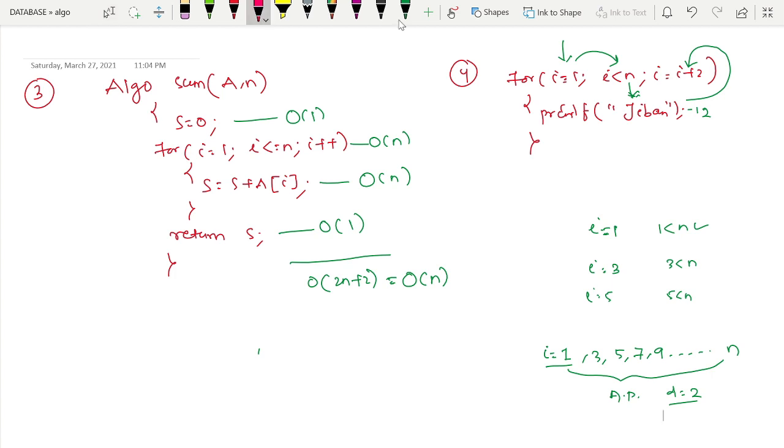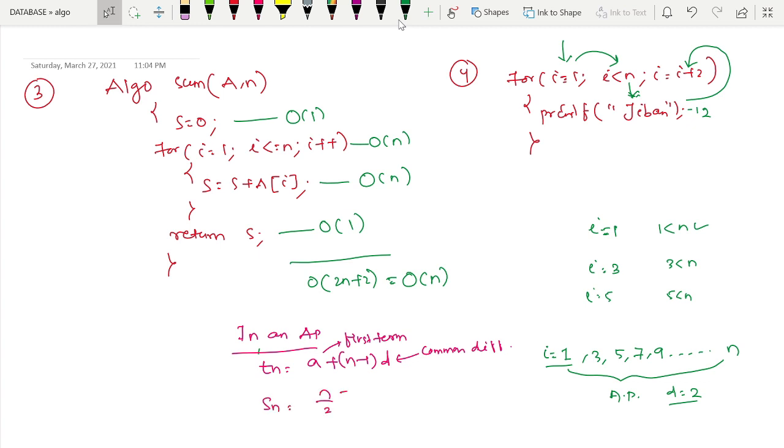So in an AP, we can find the nth term: Tn equals a plus (n minus 1) into d. What is a? a is the first term, d is the common difference. Okay, so how to find the sum? The sum we can find as n by 2 whole into (2a plus (n minus 1) into d).